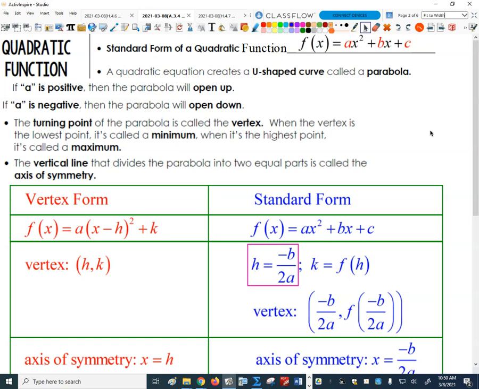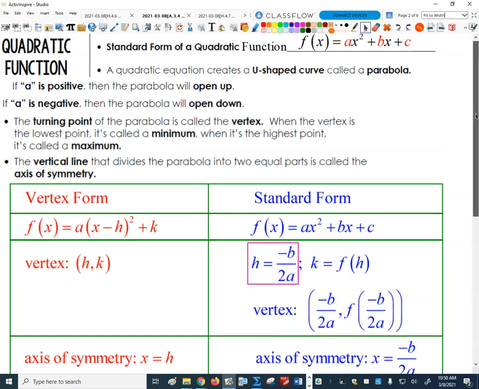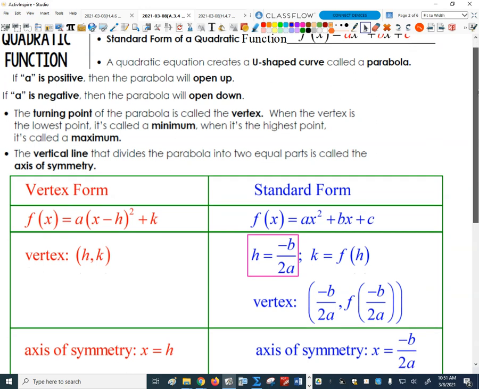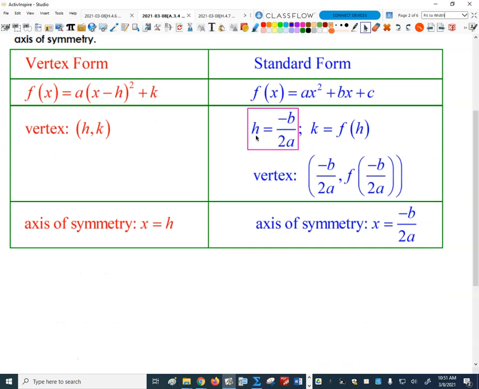And just a quick review: remember that if we're starting with a quadratic function in standard form, ax squared plus bx plus c, and we want to graph the function, or at least think about what the graph would look like, we know that the x and y coordinates of the vertex, h and k, are given to us by this little formula. H is negative b over 2a, and k is just f of h. We'll plug h into the function and see what we get. And that's going to give us the vertex.